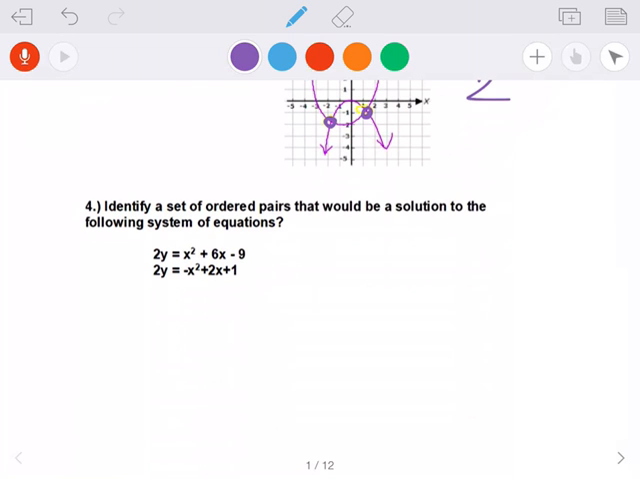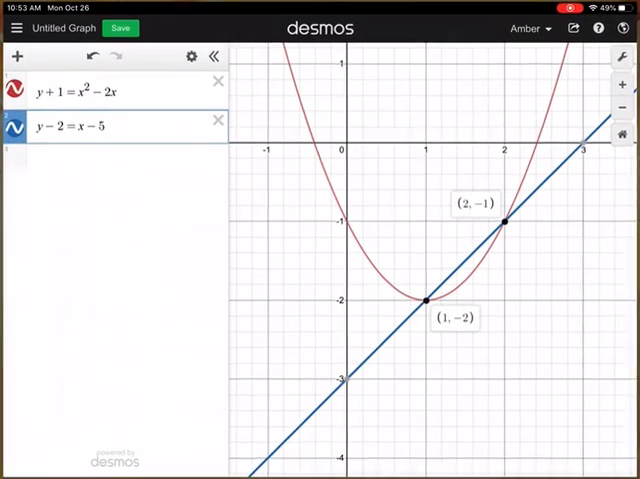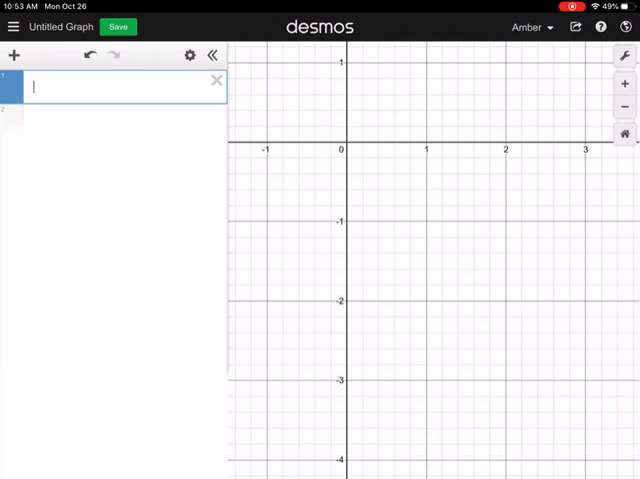Number 4 says identify a set of ordered pairs that would be a solution to the following system of equations. So when it says a set, if there's more than one, you wouldn't have to write both. I'm going to write both so that you know what both are. But in order to figure out exactly what they are, once again, I can type it into Desmos and see where they intersect each other. So that's what I'm going to do.